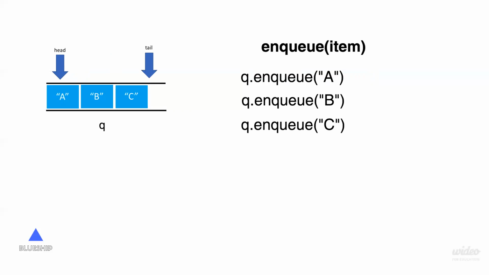The key takeaway here is elements are added at the tail pointer, which points to the end of the queue, where all new elements must be appended. The dequeue operation is sort of the inverse or undoing of the enqueue operation. It removes the element currently at the head of the queue.